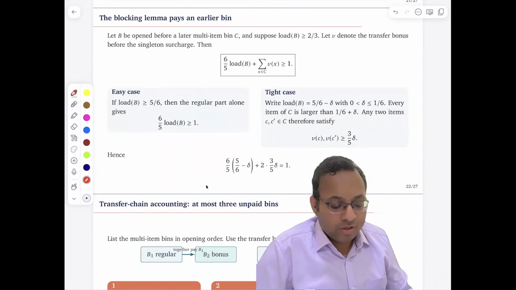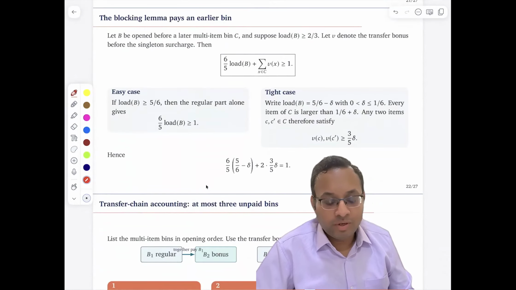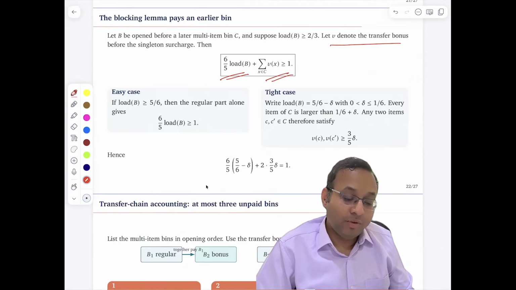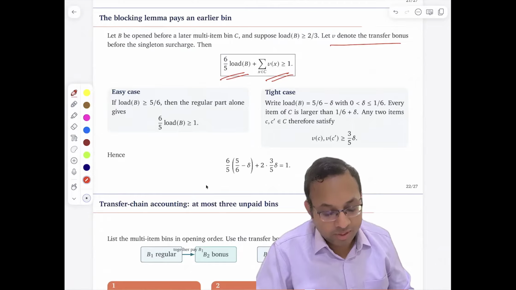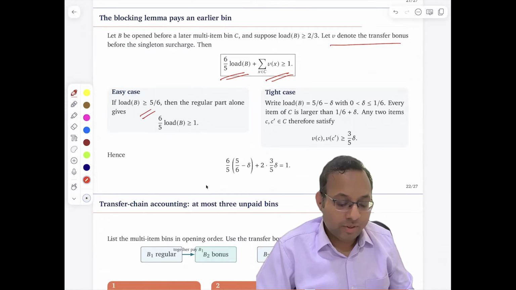And let's repeat once more why it is true for first fit. Almost all bins are paying for 1. So we now have this function 6/5 load, and we have this bonus function v. This bonus is basically the bonus before the singleton surcharge. So it's multi-item bins we are talking about. So in that case, if the load is already more than 5/6, we're done. Total 6/5 times load is already sufficient.